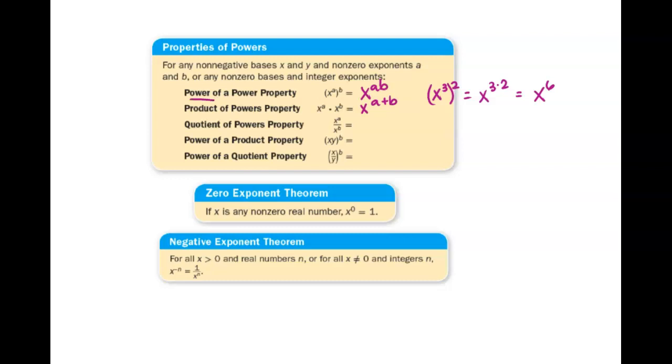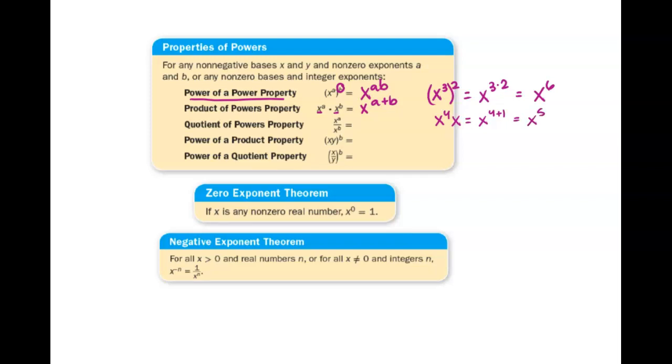So for the power of a power, you have just a power hanging out on the outside by itself, and you multiply. Here, same base, you add. So for example, x to the 4th times x is the same as x to the 4 plus 1, which is x to the 5th.